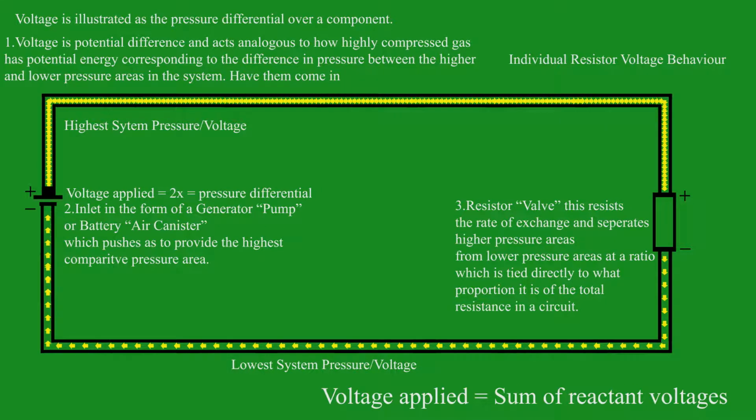Furthermore, in such an analogy, resistors are akin to valves which limit the flow of particles, and voltage sources are akin to compressors creating higher pressure areas. The pressures of areas are shown graphically by the density of the flowing arrows.